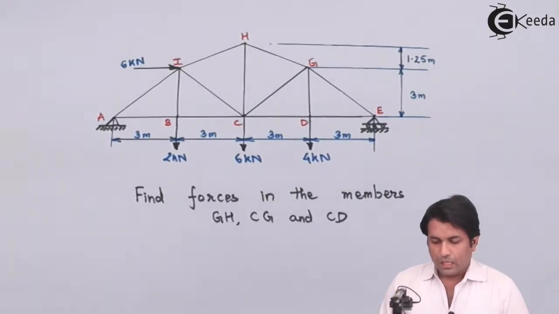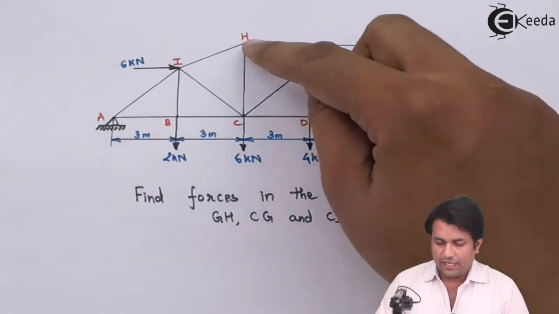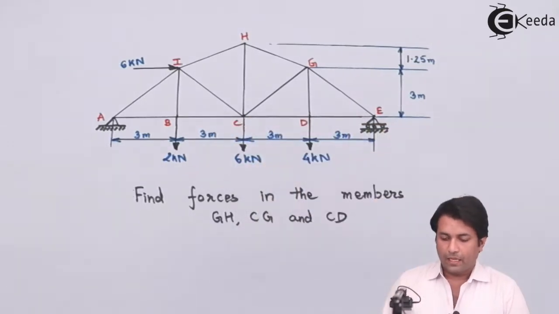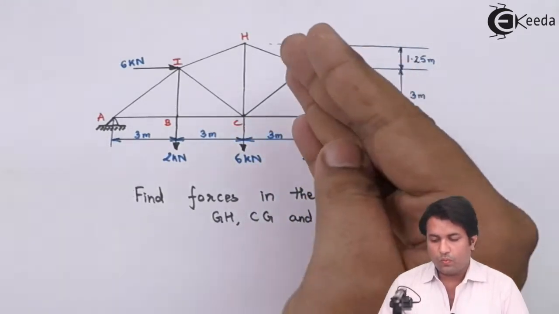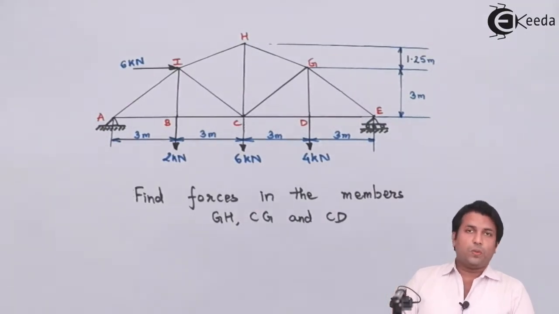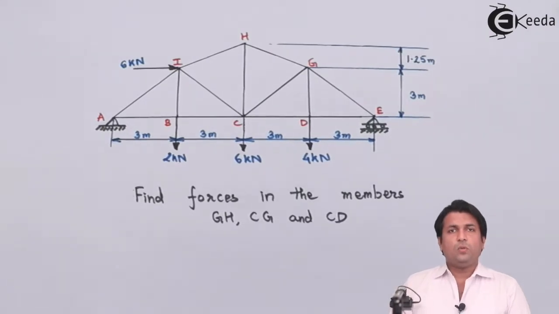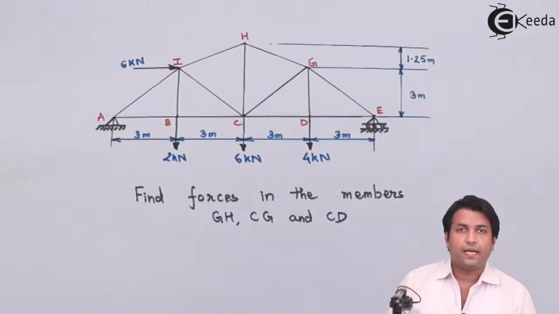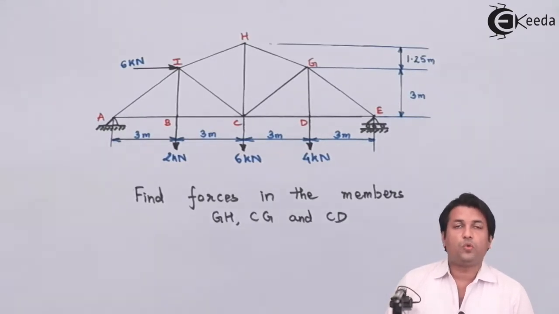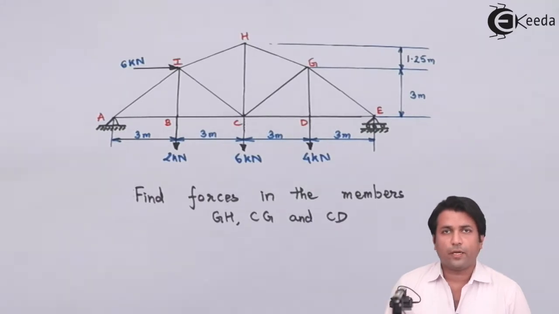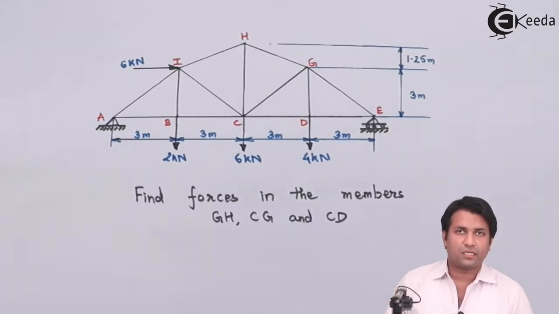If you see the members GH, CG and CD, they are on one side of the truss. So in method of sections, what we need to do exactly? We need to cut the truss. We need to have a section plane such that it is going to cut the truss into two parts. May not be equal. It could be any size. Maybe a small size coming on one side and a big size going on the other side.